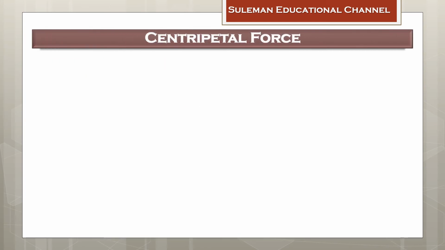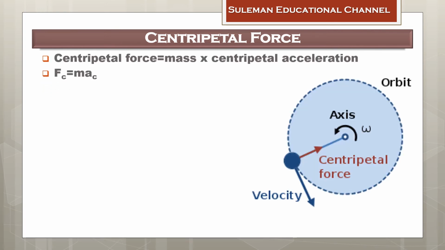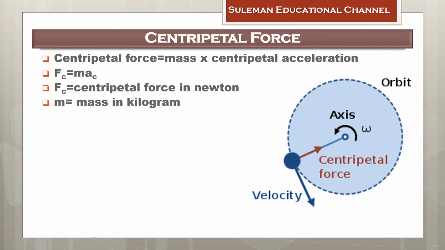Now we'll talk about the formula used for centripetal force. The formula for centripetal force is equal to mass multiplied with centripetal acceleration. The formula can be written as Fc is equal to m ac, where Fc is the centripetal force in Newton, m is the mass in kilogram, and ac is the centripetal acceleration in meter per second square.